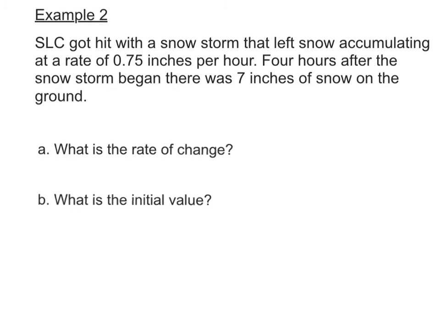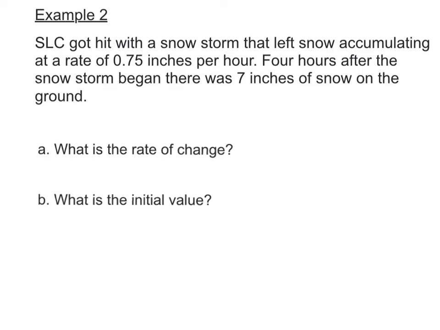Okay, now for our last example. Example 2. Salt Lake City got hit with a snowstorm that left snow accumulating at a rate of 0.75 inches per hour. 4 hours after the snowstorm began, there was 7 inches of snow on the ground. Now we're going to go through the same process. First, let's dissect the problem.